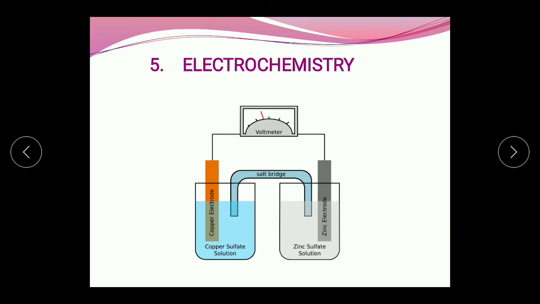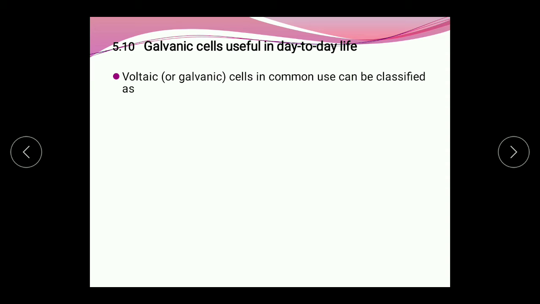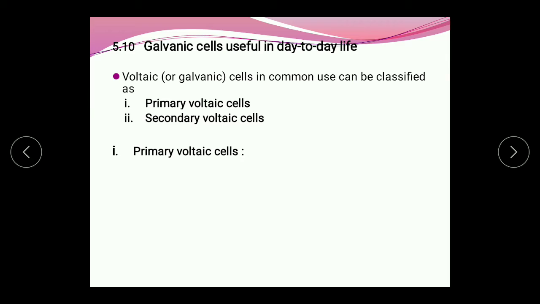Now, we are going to study the actual galvanic cells, which are included in your syllabus. So in today's session, we are going to learn about the galvanic cells useful in our day-to-day life. The galvanic cells, which we also call voltaic cells, are in common use, and they are mainly classified into two types. The first is primary voltaic cells and the other is secondary voltaic cells. We'll start with the first type, primary voltaic cells.